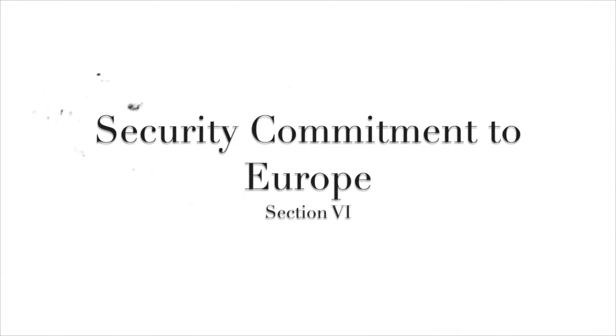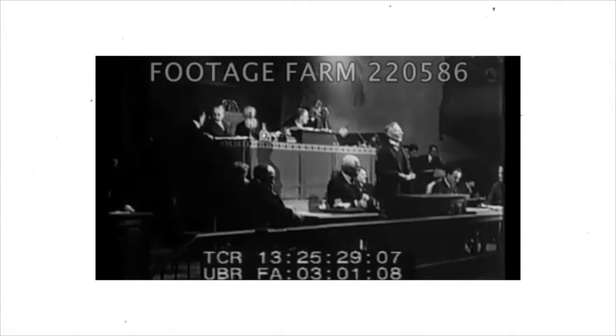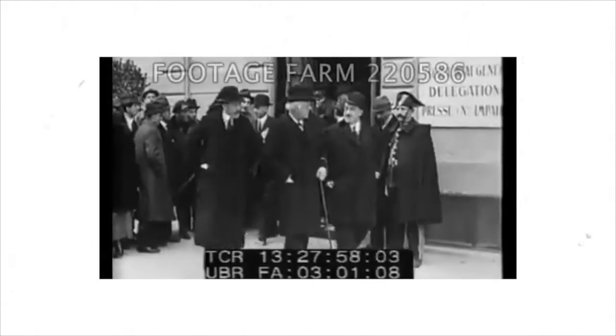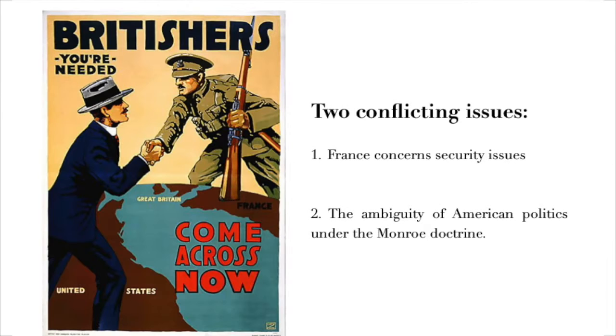Wilson's vision of the League of Nations was an association of democracies that would provide mechanisms for preventing conflicts. Members of the League would make a commitment to guarantee a peaceful settlement of territorial disputes and work together to oppose stubborn states. But at the heart of the League, there are two conflicting constituencies. First, the French concern over security issues, and second, the ambiguity of American politics.